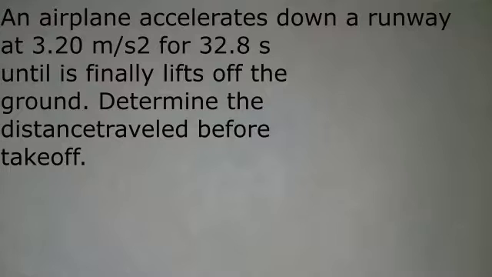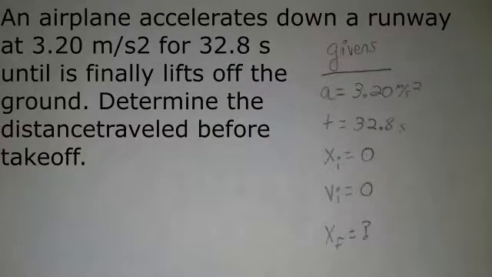So right away when we're looking at the problem, we can immediately see acceleration. The airplane accelerates down a runway at 3.2 meters per second squared. So let's make a little givens chart. We'll throw in acceleration, and then we can also see there's time for 32.8 seconds. And then the rest, besides it asking for the distance traveled, which is what we're trying to find. We're going to write that as x of f.